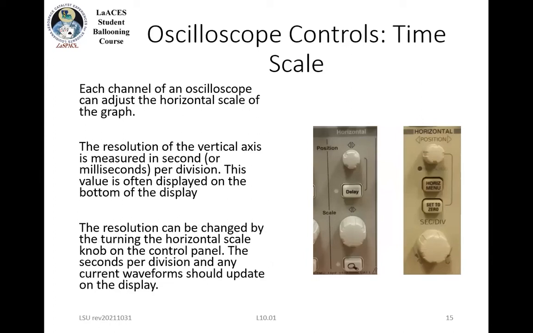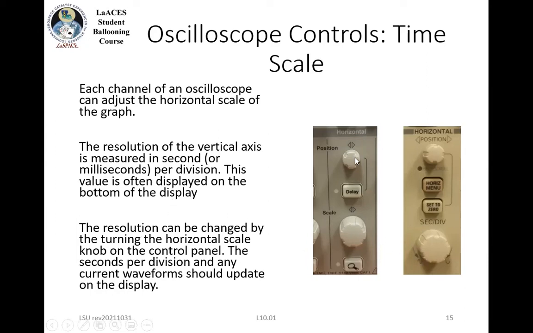So I can independently adjust the vertical scale, but there's only usually going to be a single control for the actual horizontal scale. The horizontal axis is going to be measured in units of time: seconds, milliseconds, microseconds. Nanoseconds are fairly common resolutions on scopes to see. That scale will be displayed somewhere on the screen.